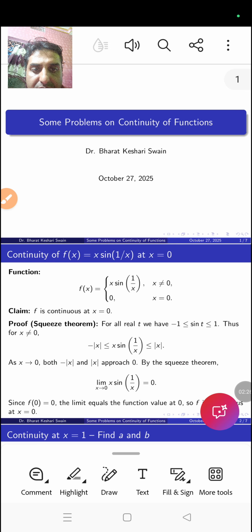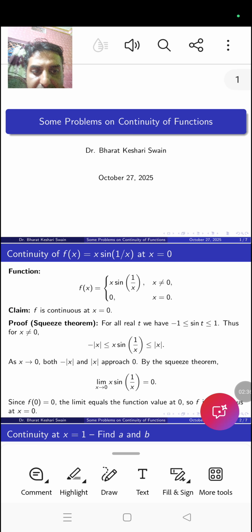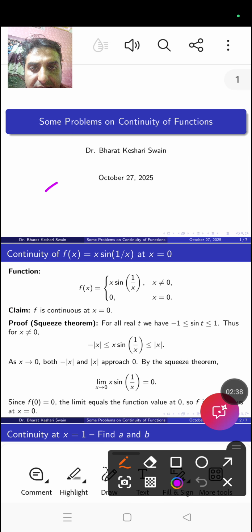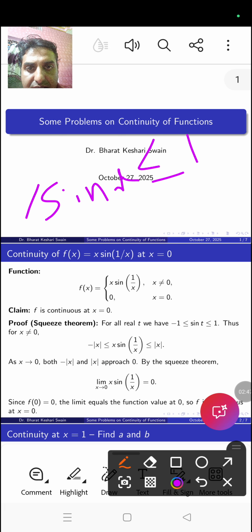So now we know that the value of sin x is always in between 1 and -1. The minimum value is -1, the maximum value is +1. So we have to check your function, which is x into sin(1/x) when x not equal to 0.